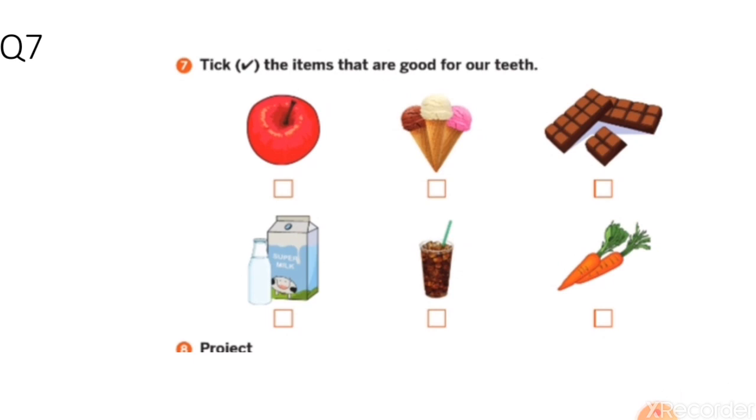Second is ice cream. See, ice cream contains a lot of sugar and starch. Next is chocolate. Both are sugary, they are sweet. And chocolate is sticky as well. So they easily get stuck to our teeth and will remain in between the teeth and will harm the teeth. So chocolate is not good, as well as the ice cream, as it contains a lot of sugar and starch. So it is not good for our teeth.